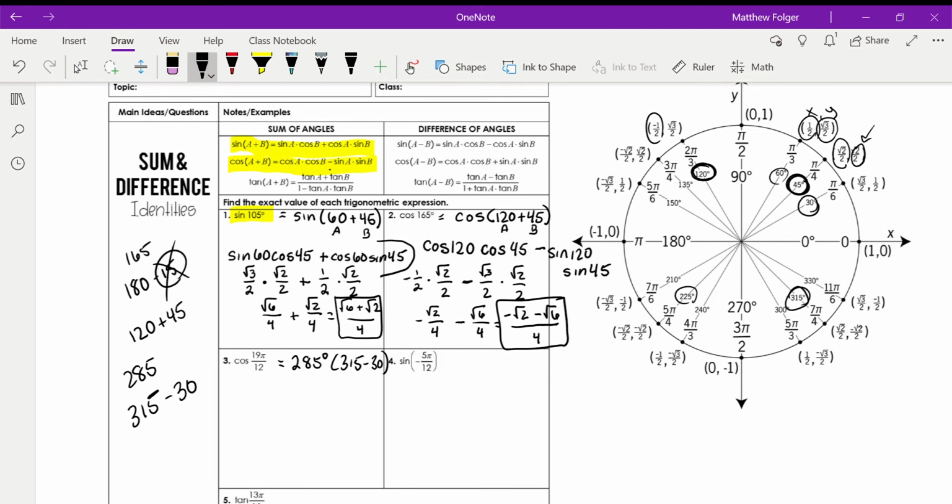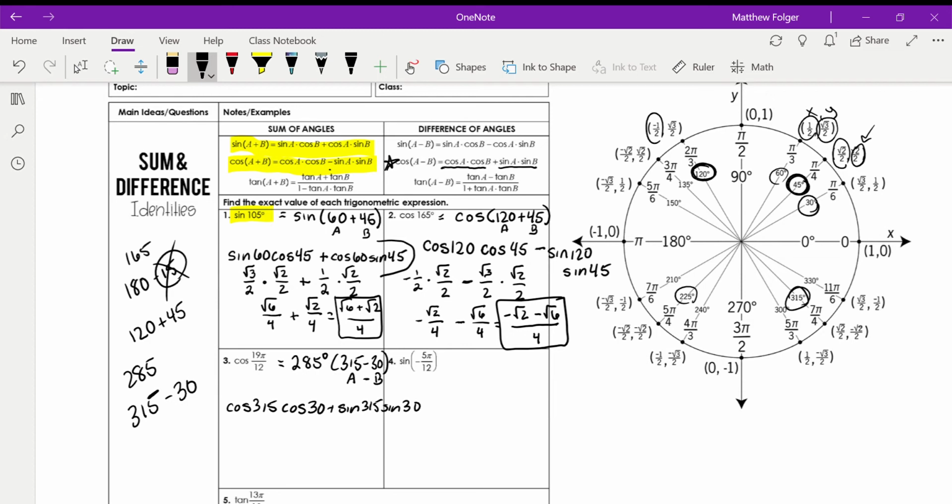So we want a cos of A minus B, which is this one. Now, we could have used the plus one like I showed you over here, but just so you can see an example of subtraction here. So cos of A minus B is cos A times cos B plus sine A times sine B. So cos 315 cos 30 plus sine 315 sine 30. All right, and then we just find all those values and simplify it.